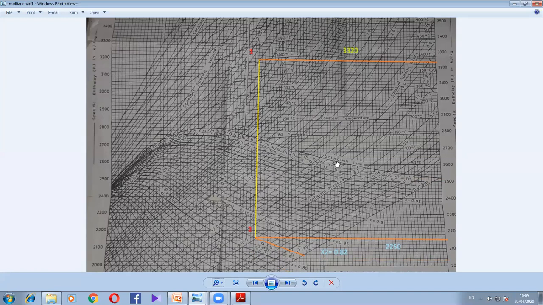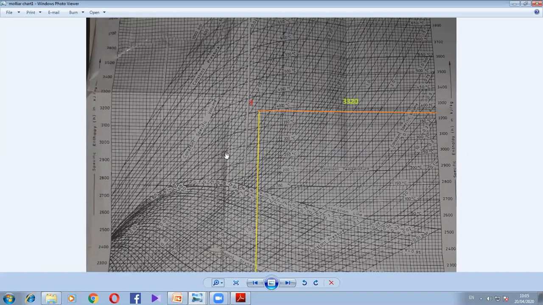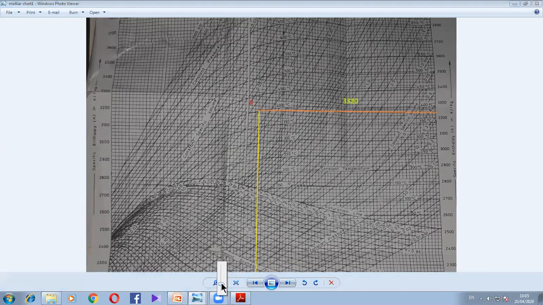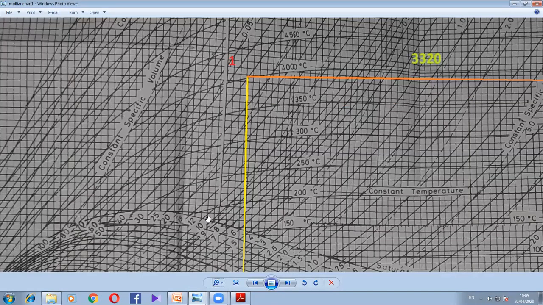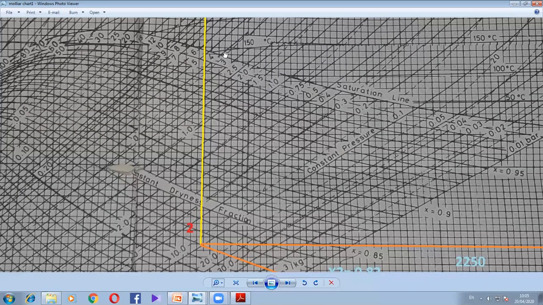Okay, and this is the temperature line. 150, 200. You can see here 250, 300. So I will just show it by zooming. See 150, 200, 250, 300. These are all the temperature lines. And the lines which are parallel to this saturated vapor line over here, these are all the dryness fraction lines. Here you can see 0.95, 0.9, 0.85. These are all the dryness fraction lines. And you can see these lines go parallel to the saturated line.